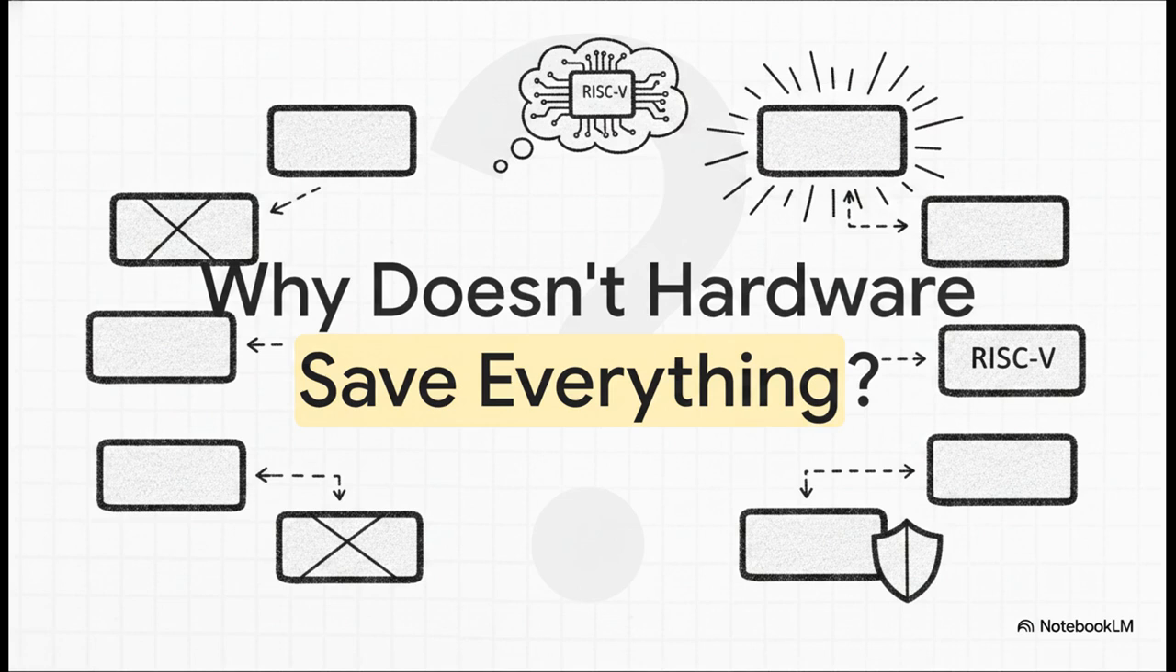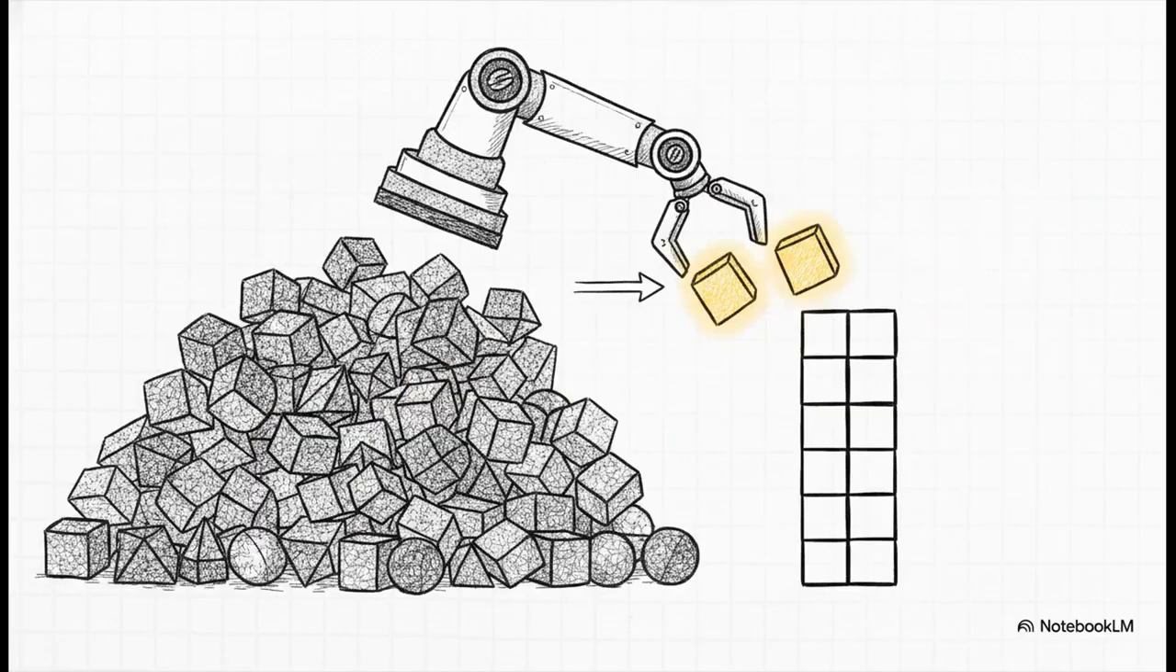You might be wondering, why doesn't the RISC-V hardware just automatically save all 31 general-purpose registers right then and there? Wouldn't that just be safer and easier for the software? Well, unlike some other architectures out there, RISC-V does not automatically save general-purpose registers, and that's entirely intentional. It's all about keeping the hardware simple and efficient.